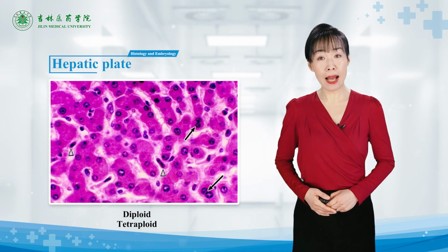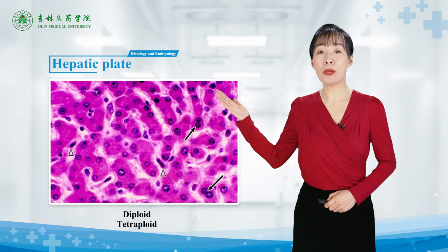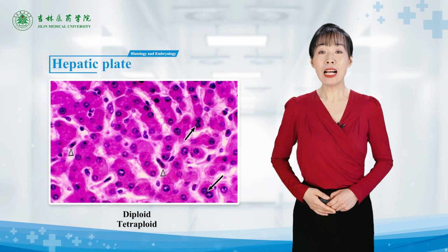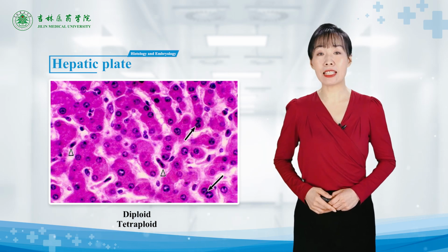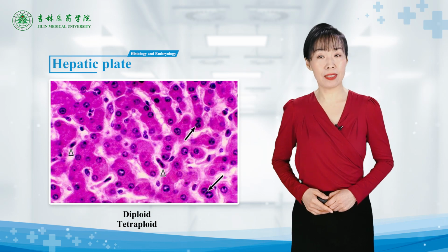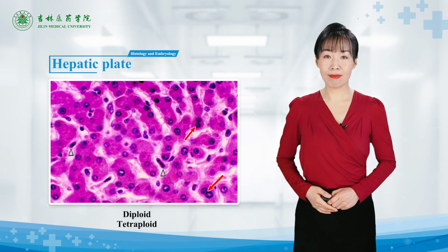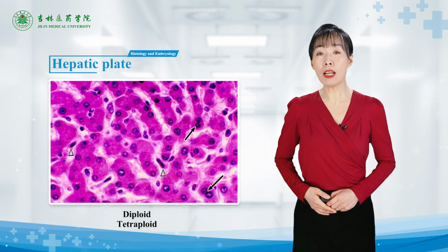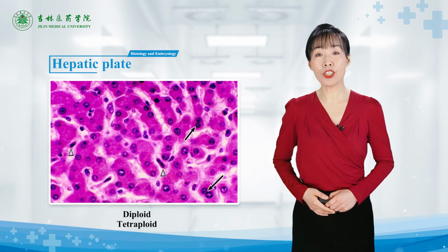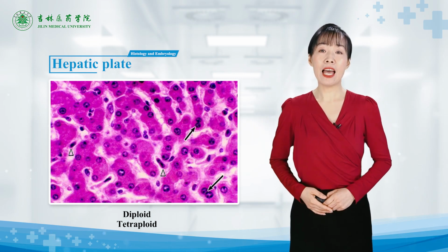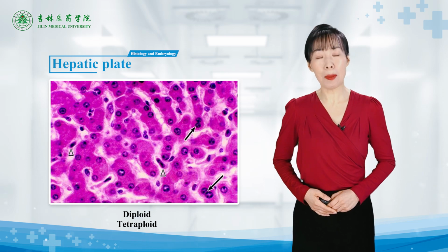In the section seen by HE, the hepatocyte appears polyhedral with 6 or more surfaces. The cytoplasm is eosinophilic with some basophilic clumps, with 1 or more nuclei. The number of polyploid hepatocytes is large, and more than 6% of the adult hepatocytes are tetraploid, which is related to the long-term active state and the strong regeneration ability.